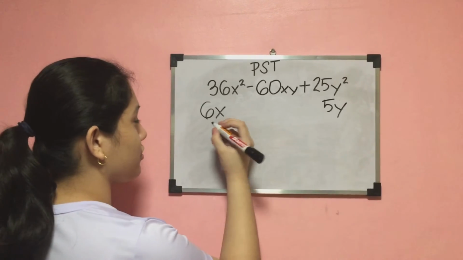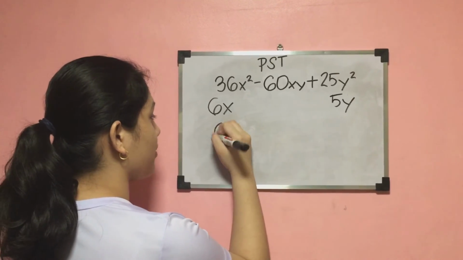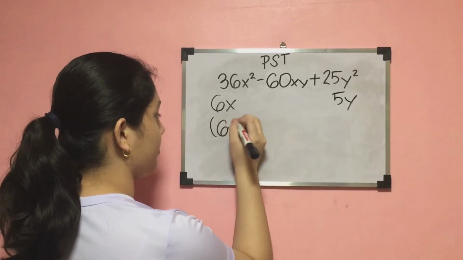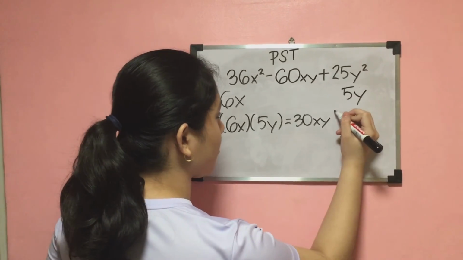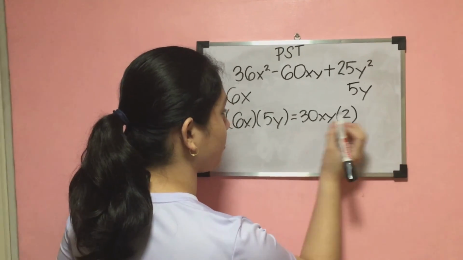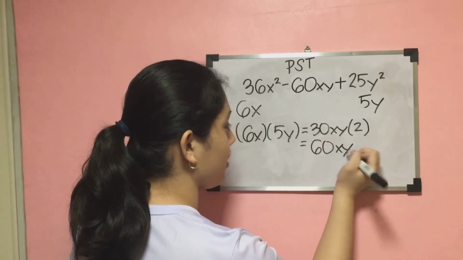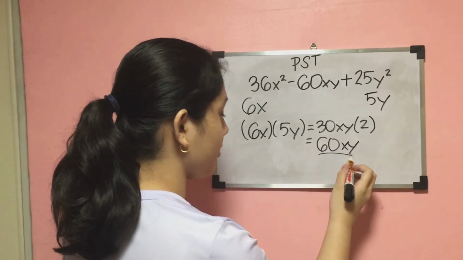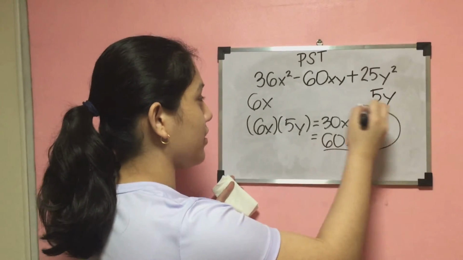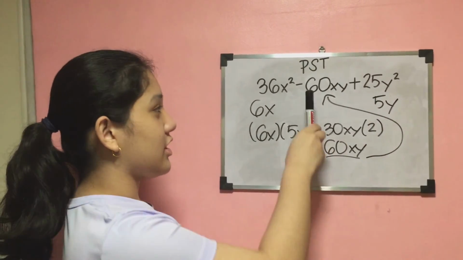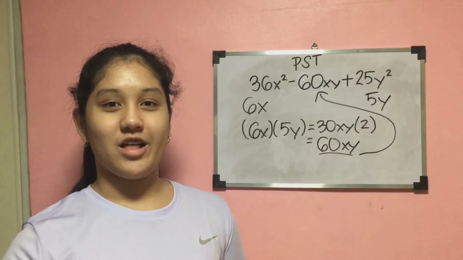We will have to multiply the square roots of the first and the last term. Then we will have to multiply it to 2. It will be 60xy. So, if what you will get is the same with the middle term, we can say that this is a perfect square trinomial.